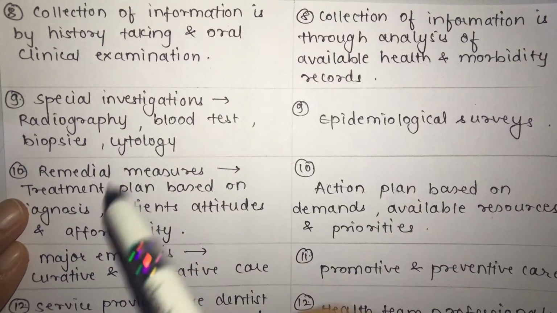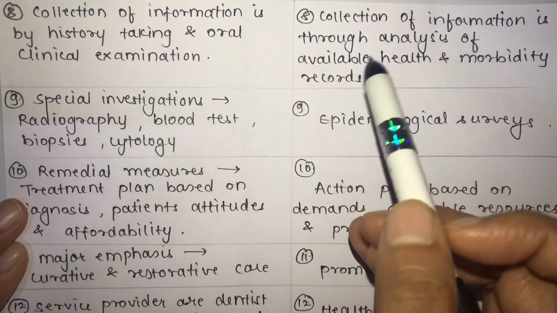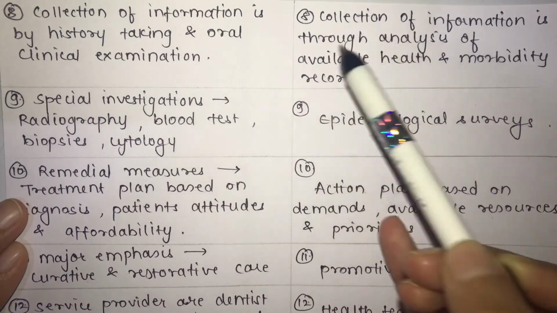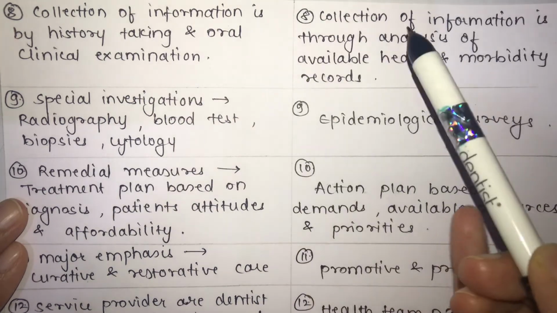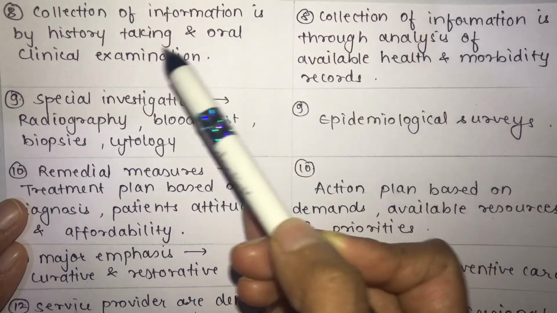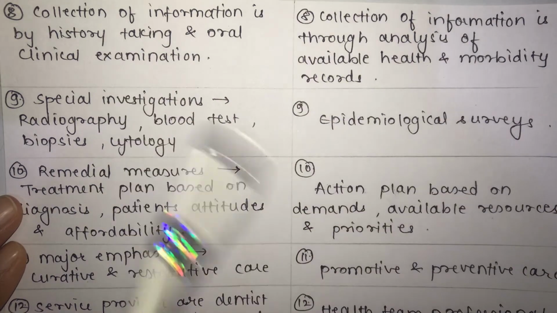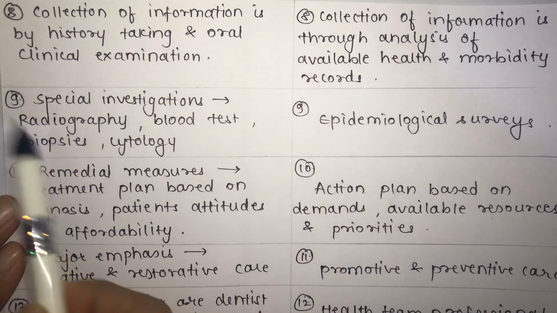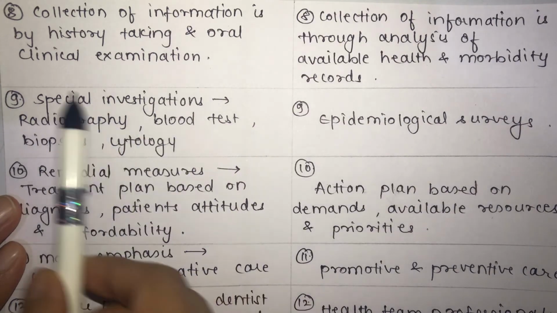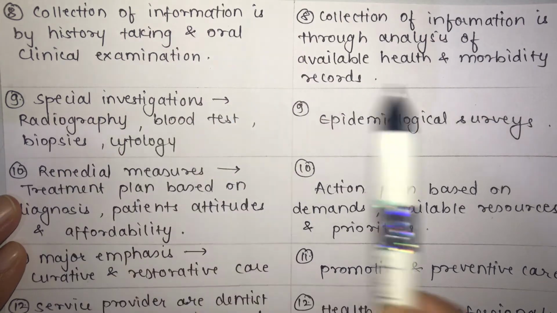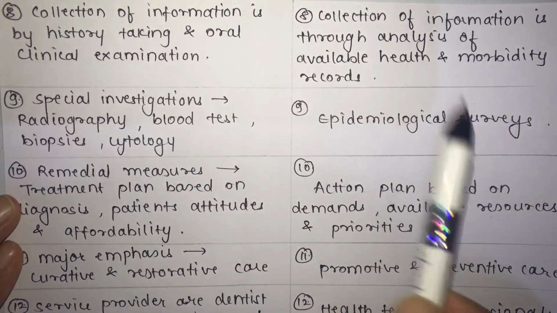Now in private practice, the collection of information is by history taking and oral examination. But in public health, the collection of information is through analysis of the available health and morbidity records. So over here they are collecting information through the records, and over here it is through clinical examination and history taking. Over here there are special investigations which are done, that is radiography, blood test, biopsy, cytology. These can be done in private practice, but over here epidemiological surveys are done as a special investigation.